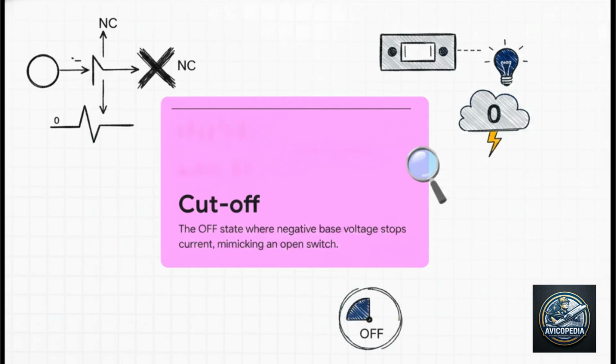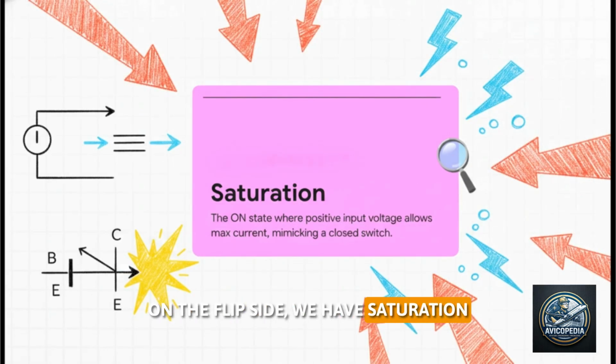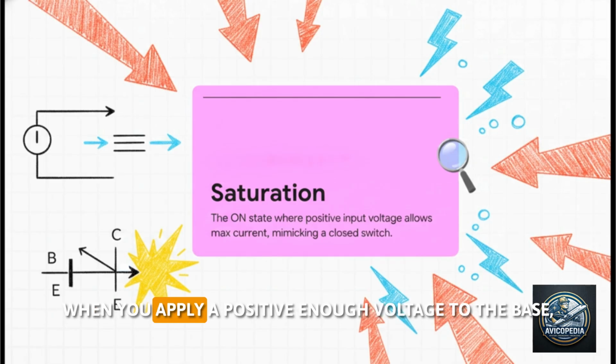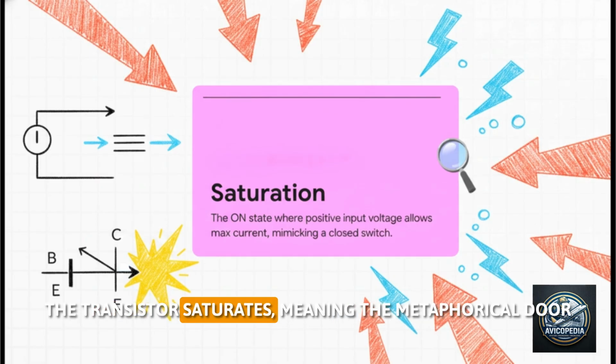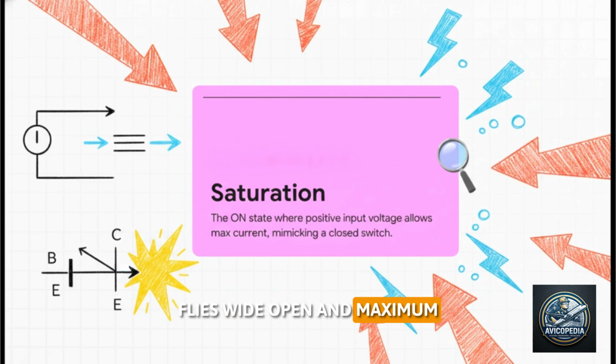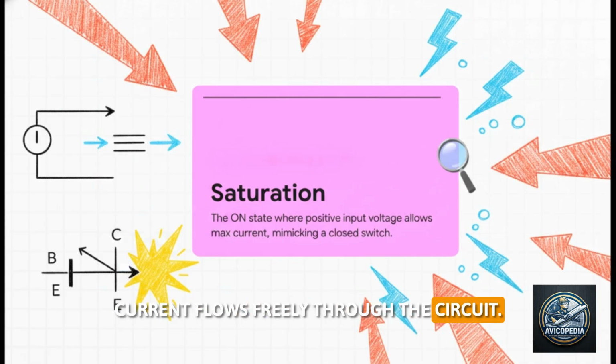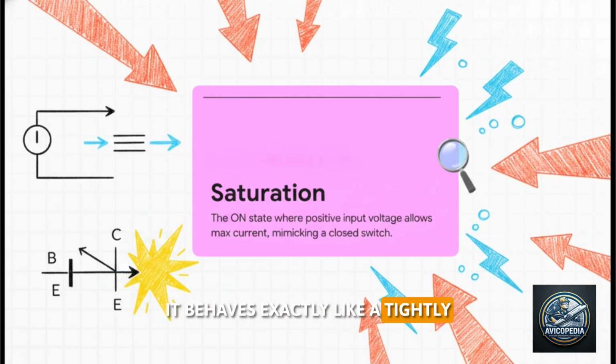off position. On the flip side, we have saturation, and this is just the on state. When you apply a positive enough voltage to the base, that barrier totally vanishes. The transistor saturates, meaning the metaphorical door flies wide open and maximum current flows freely through the circuit. It behaves exactly like a tightly closed on mechanical switch.